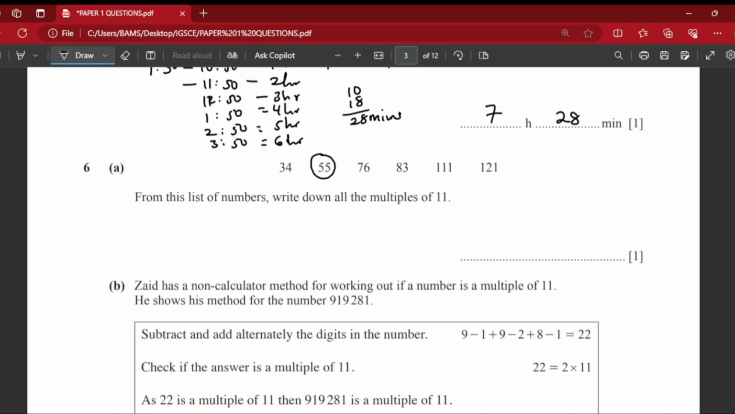So 55 is the same thing as writing what? 5 times 11. So it is a multiple of 11. Then 121 is also a multiple of 11. That is like saying 11 times 11. So the multiples of 11 that we have here are basically what? 55 and what? And 121. That's how to answer that particular question.